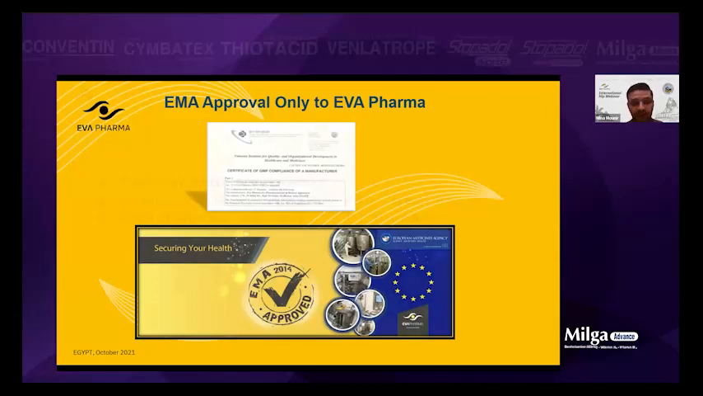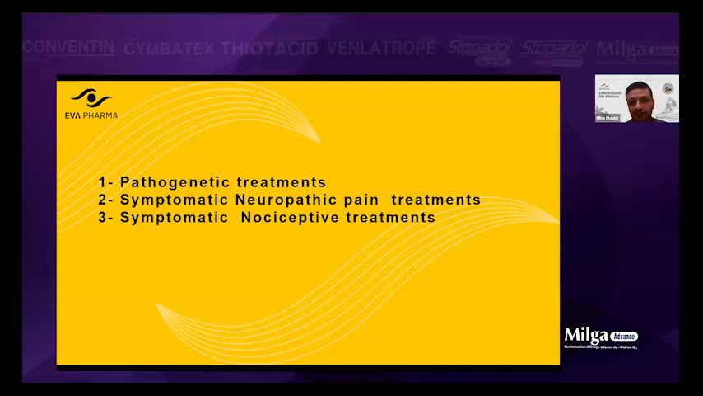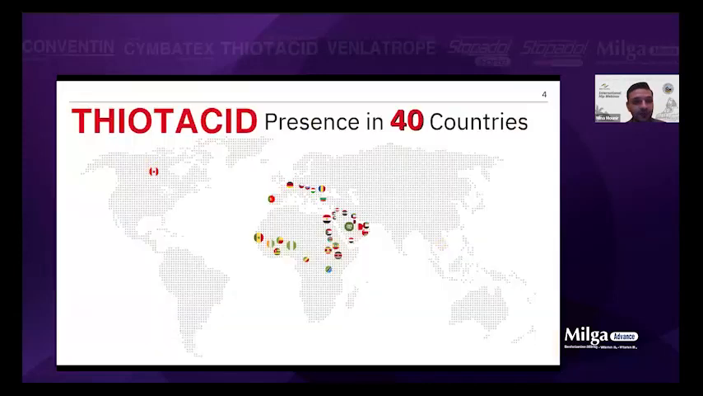In my presentation, I will be going through the pathogenetic treatment in case of entrapment neuropathies, and then symptomatic neuropathic pain treatments. And lastly, I will be going through the nociceptive treatments. Let's begin with our hero in the pathogenetic treatment, which is Thiotacid, our alpha-lipoic acid, which is present in more than 40 countries worldwide. If you are in one of these countries, you will find Thiotacid by name, but in Canada, its name is Diapathic.